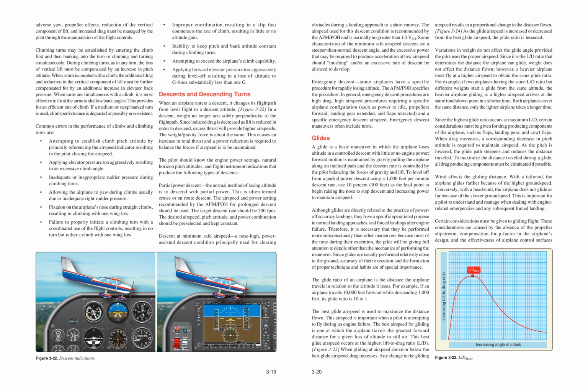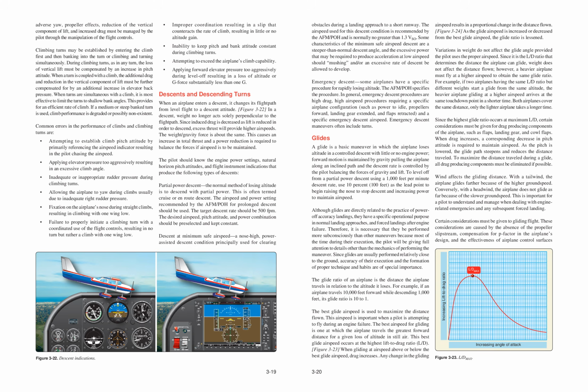Common errors in the performance of climbs and climbing turns are: attempting to establish climb pitch attitude by primarily referencing the airspeed indicator, resulting in the pilot chasing the airspeed; applying elevator pressure too aggressively, resulting in an excessive climb angle; inadequate or inappropriate rudder pressure during climbing turns; allowing the airplane to yaw during climbs, usually due to inadequate right rudder pressure.